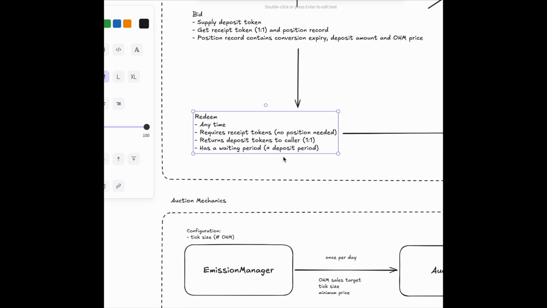So you just have to provide the receipt tokens, and on a one-to-one basis, it will give you back what you deposited. However, there is a waiting period. So if you have entered or bid on the auction for a 1 month deposit period, from the date that you start redemption, there will be a 1 month waiting period to get the deposited funds back. If it's a 2 month deposit period, there'll be a 2 month waiting period. Okay, so that's something to keep in mind.